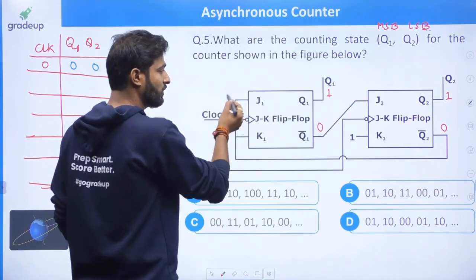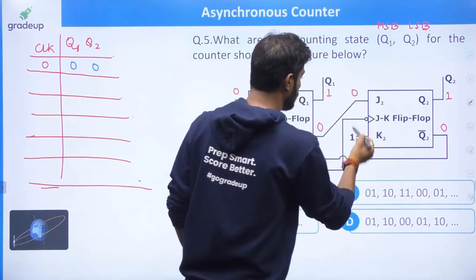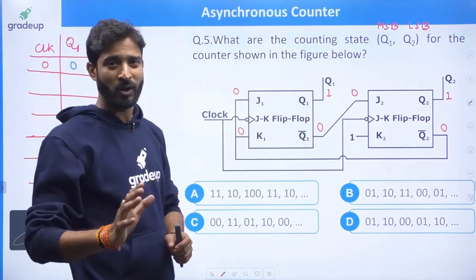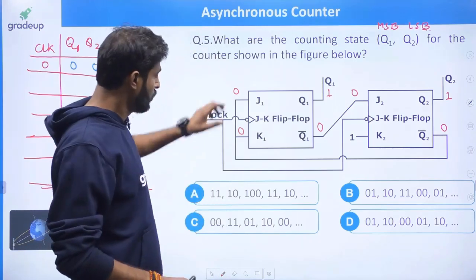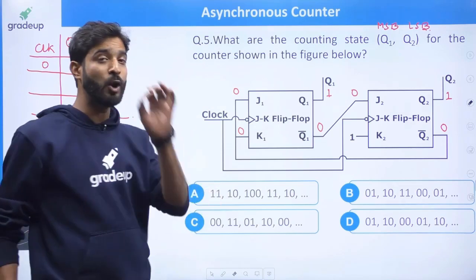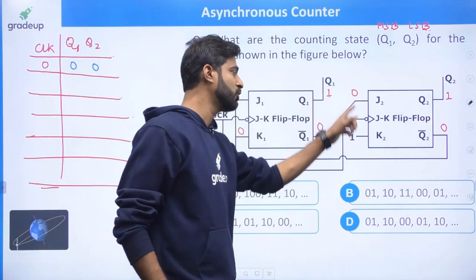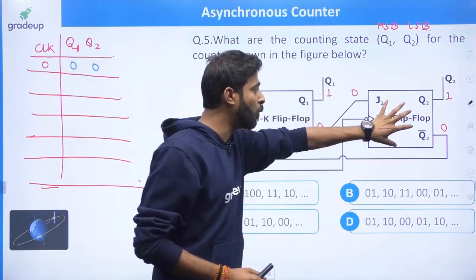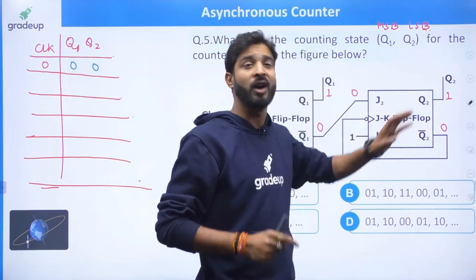Now my dear friend, we can say that J equal to K equal to 0, and here J equal to 0, K equal to 1. For the flip-flop, we have to command the particular flip-flop for designing the counter as well as the register. So J equal to K equal to 0 means it will hold its previous state. And J equal to 0, K equal to 1 means it resets its previous state, that is, it resets its output.